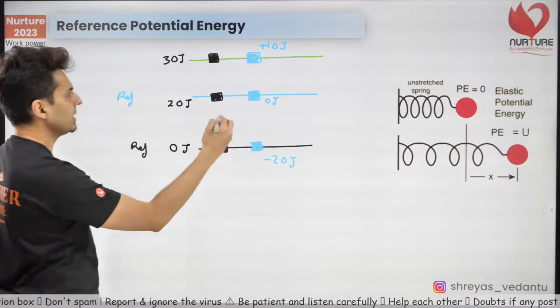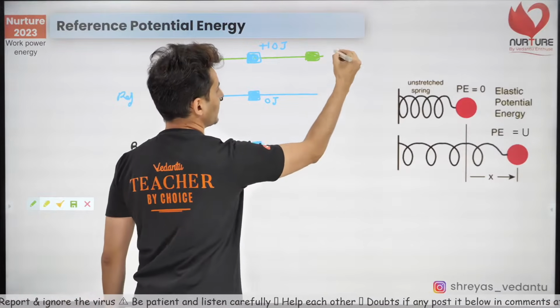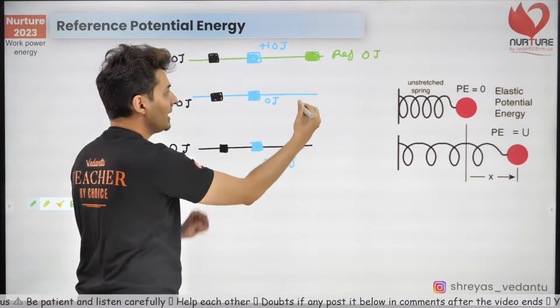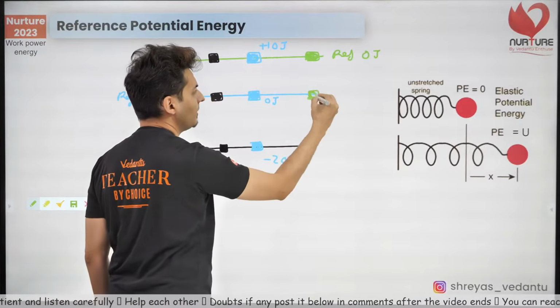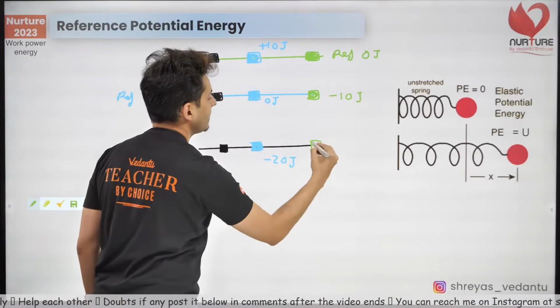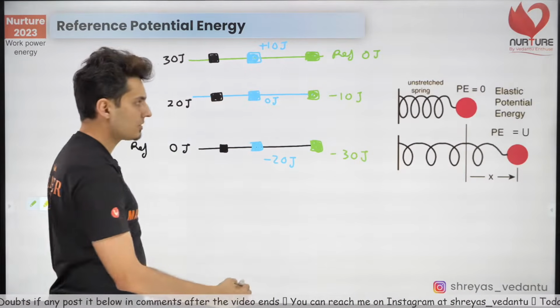For another person, he'll be like, no, this is my reference 0 joules. For him, when he brings that same block over here, then the potential energy will be minus 10 joules. And if he brings that block over here, then it will be minus 30 joules.